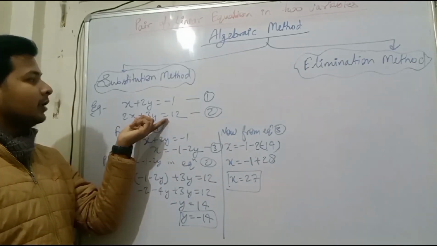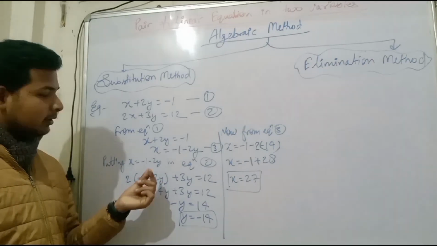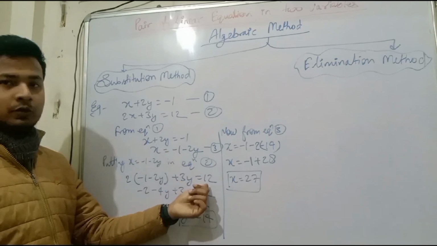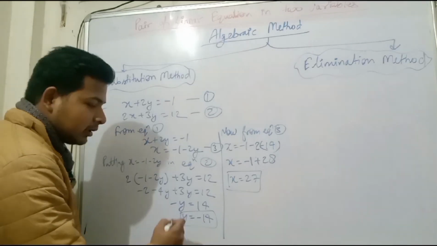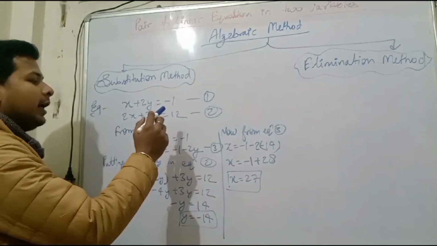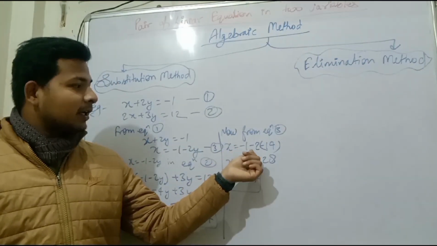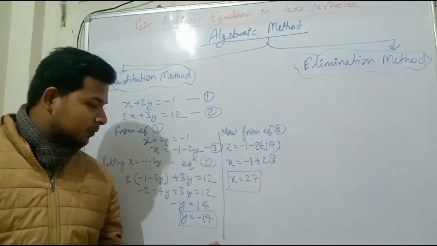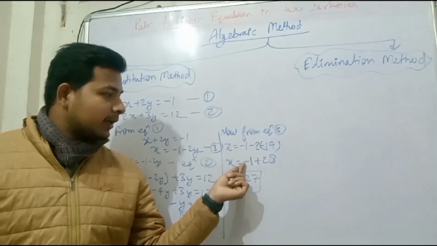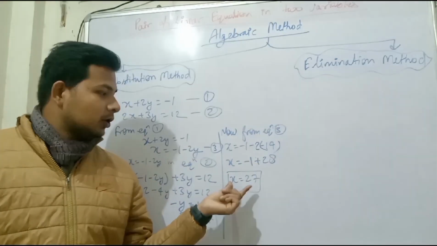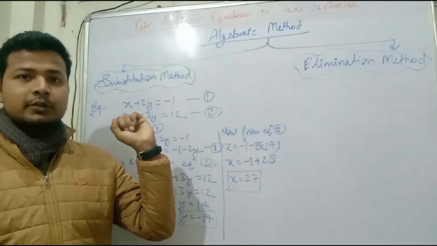Now put the value of x in equation number 2. It will be 2 times, in the place of x you write minus 1 minus 2y, plus 3y equals 12. After solving this, you will get y equals minus 14. Just take this y equals minus 14 and put it in equation number 3. x will be minus 1 minus 2y. The value of y is minus 14, so minus 1 plus 28 will be plus 27. So x equals 27 and y equals minus 14 will be the solution of the pair of linear equations in two variables.